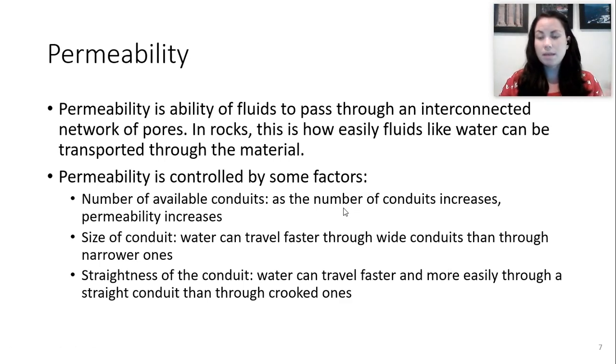So think about that maze again and how many different paths you could take. And if you think about the size of the conduit, it would be the walls or how narrow the path is. So if it's very narrow and you have to really squeeze through there, that will take longer. It might be harder for you to get through the maze if it's very narrow versus it being very wide. And like I said, the straightness of the conduit, which would be if you have any of those dead ends or right turns or something, that would make it harder for you to go through the maze. So those are some of the ideas related to permeability.